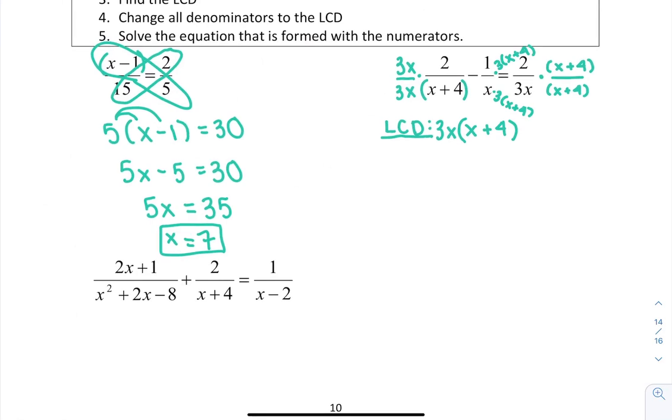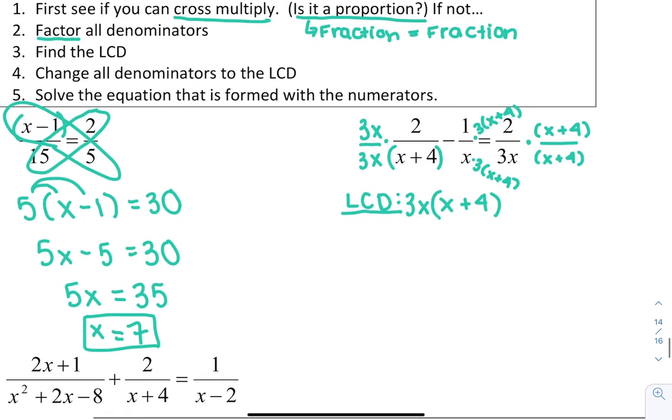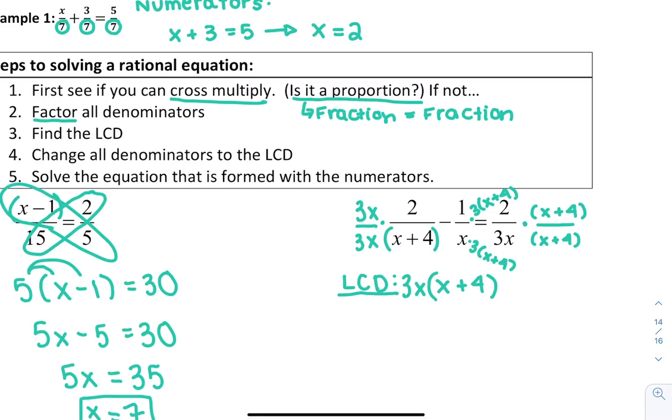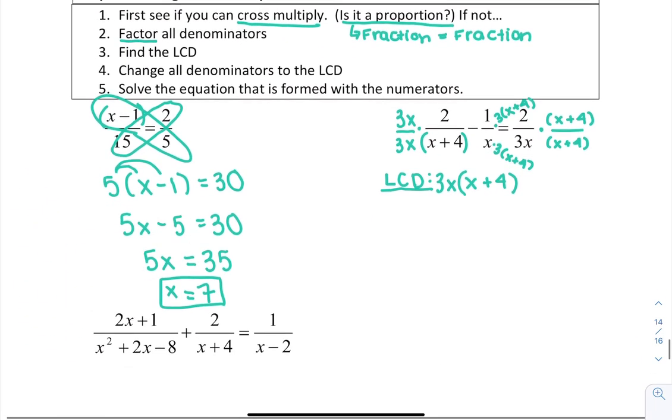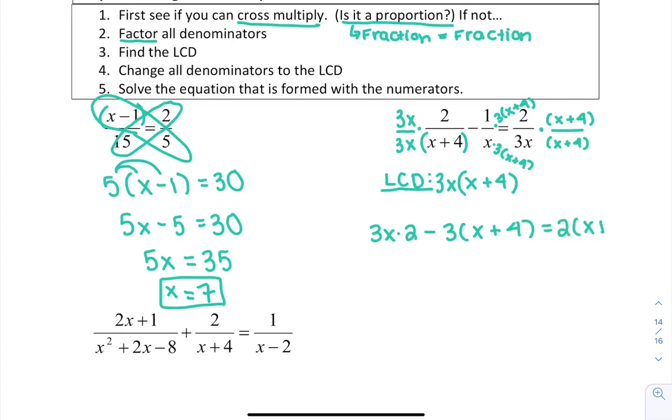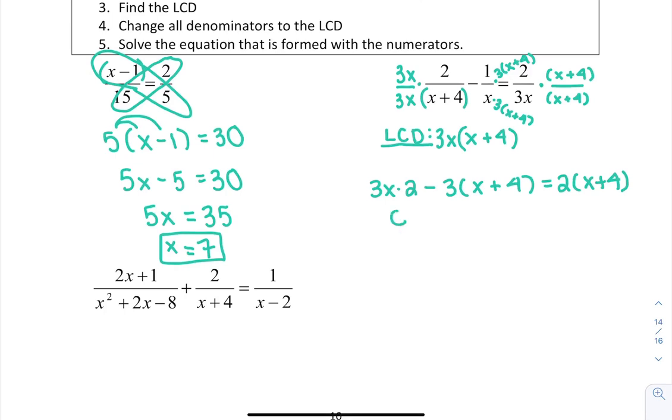All right. Now, my last step, like we did up top, is to just write an equation with the numerators. So my new equation is 3x times 2 minus 1 times 3 times x plus 4 equals 2 times x plus 4. Now this is a lot easier to solve. There's no more fractions, so I'm just going to simplify and solve. So this becomes 6x minus 3x minus 12 equals, I'm going to distribute here, 2x plus 8.